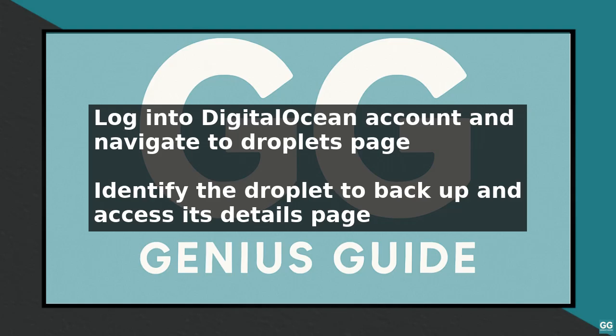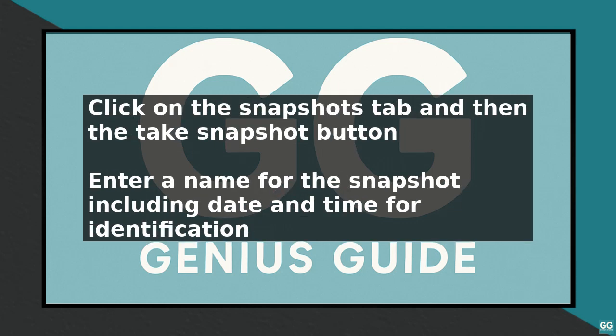On the Droplet Details page, click on the Snapshots tab. Snapshots are a point-in-time copy of your droplet and can be used to create a backup or duplicate of your droplet. Click the Take Snapshot button to create a new snapshot of your droplet.